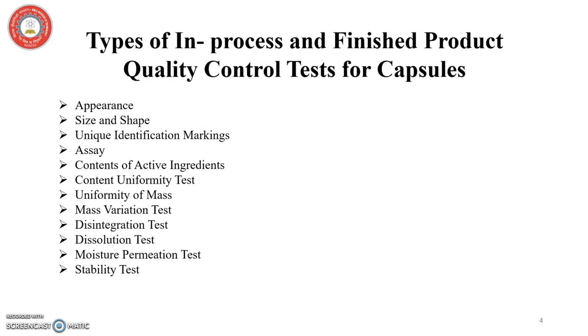These are the tests which are applied for in-process and finished product quality control purposes in capsule dosage form: appearance, size and shape, unique identification markings, assay, contents of active ingredient, content uniformity test, uniformity of mass, mass variation test, disintegration test, dissolution test, moisture permeation test, stability test.